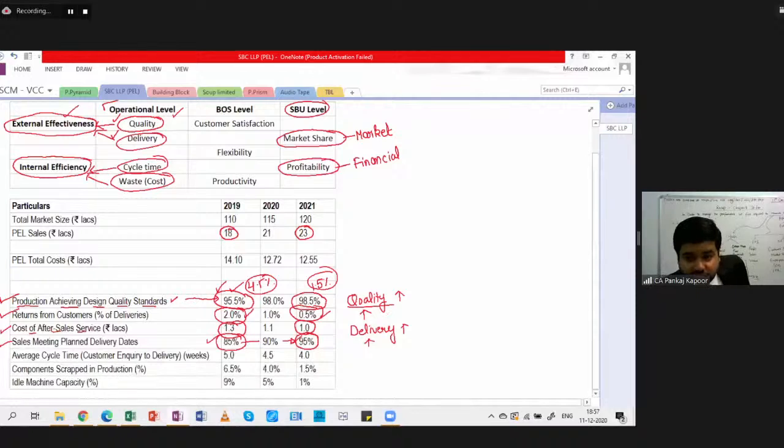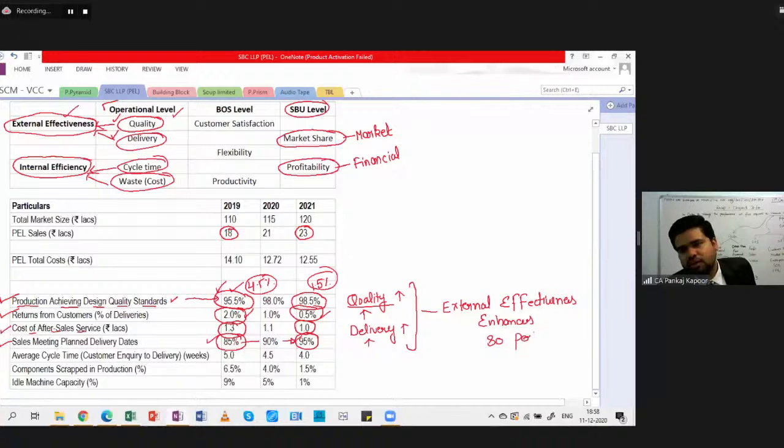In a nutshell, if I need to conclude these 4 parameters or 4 measures of performance, what will I say? External effectiveness enhances. So the performance of PEL is improving. Agreed? So we answered one part of the question.